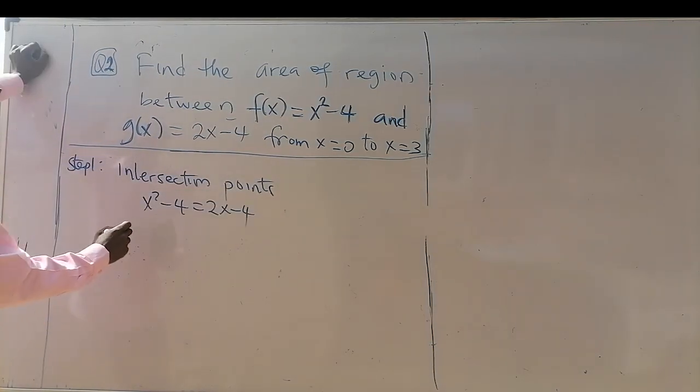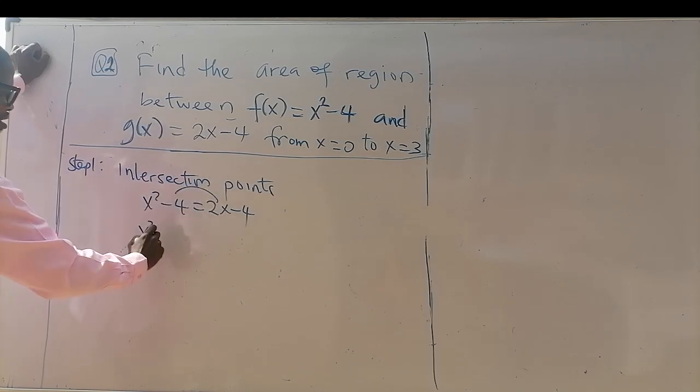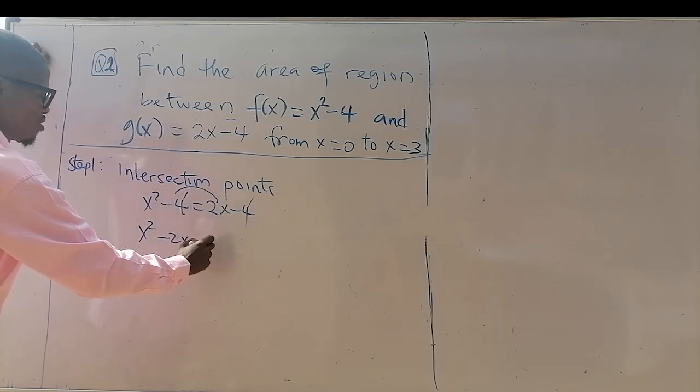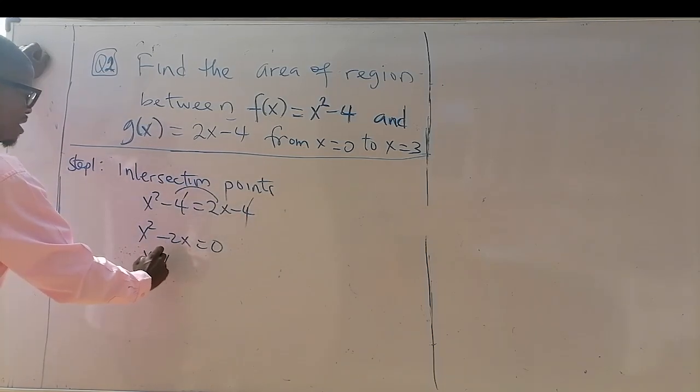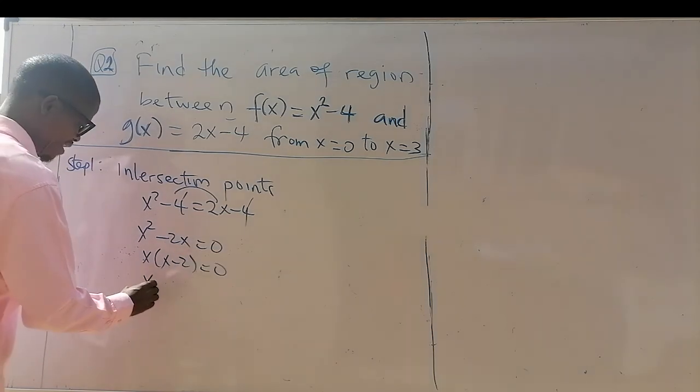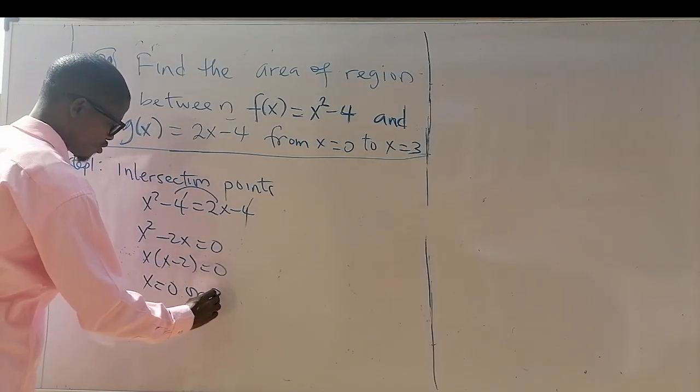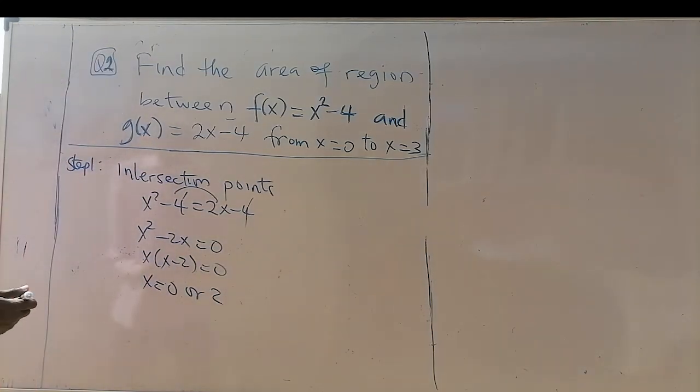So if you do that, we have x squared, move this one to the other side. This one and this one cancel, equal to 0. So we have x into bracket x minus 2 equal to 0. We have x equal to 0 or 2. So that's the points of intersection.